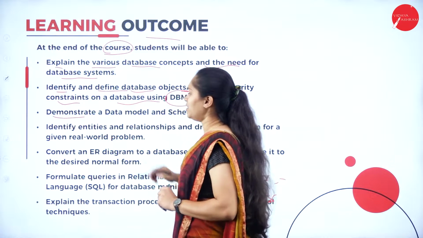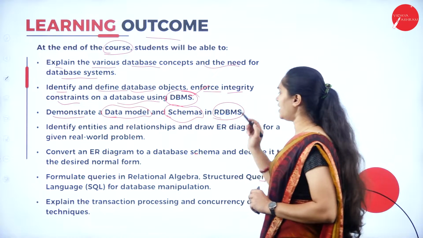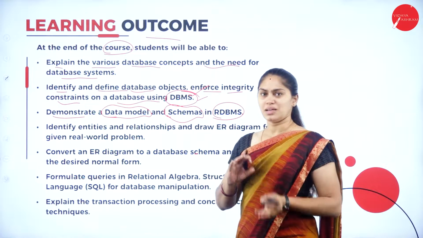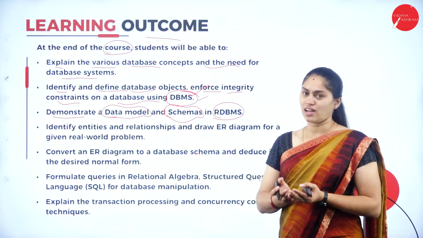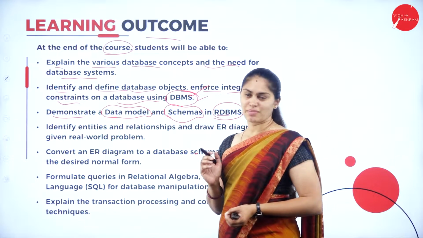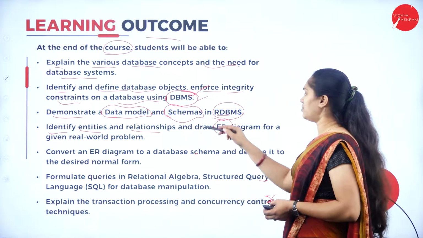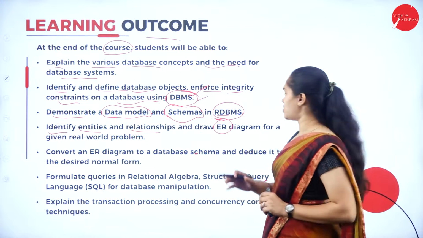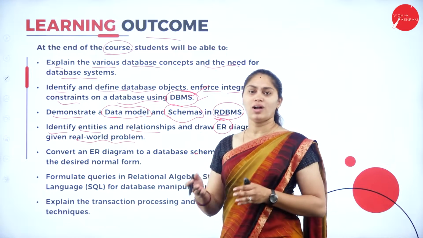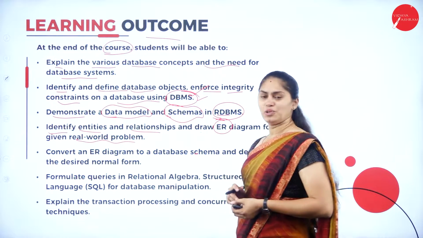And also, you will be able to demonstrate a data model. What are the different data models we have? And then what do you mean by schema in RDBMS? This is DBMS, Database Management System. When that database management system is acting as a table or a relation or it consists of rows and columns, then we can say that as an RDBMS or a relational database management system. And then you will be able to identify the entities and the relationships, and you will be able to draw an ER diagram, that is entity relationship diagram, for a given real world problem. That can be a bank management system, college system, university system, whatever it could be, any real world problem. So you will be able to write the ER diagram.